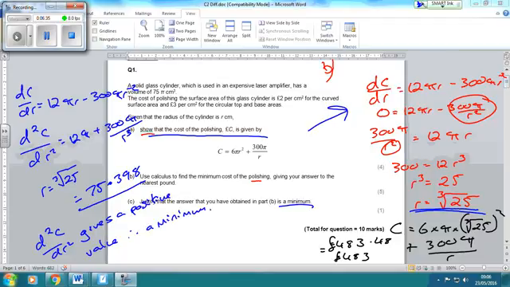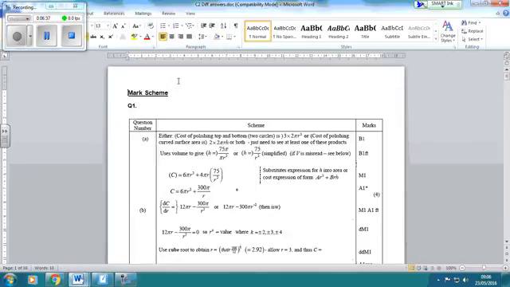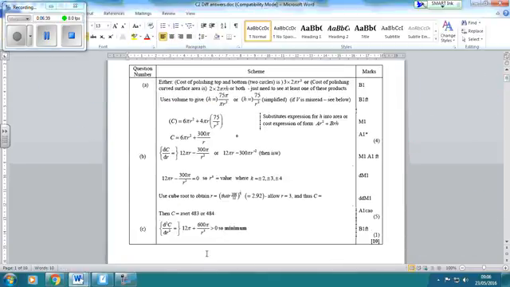And then if we have a look at the answers for this, it's only part B and part C, remember, that we're doing at the moment. So we've got 2.92, which is the cube root of 25. We've got 483. Then it says that d²C by dr² is greater than 0, positive, so it's a minimum.